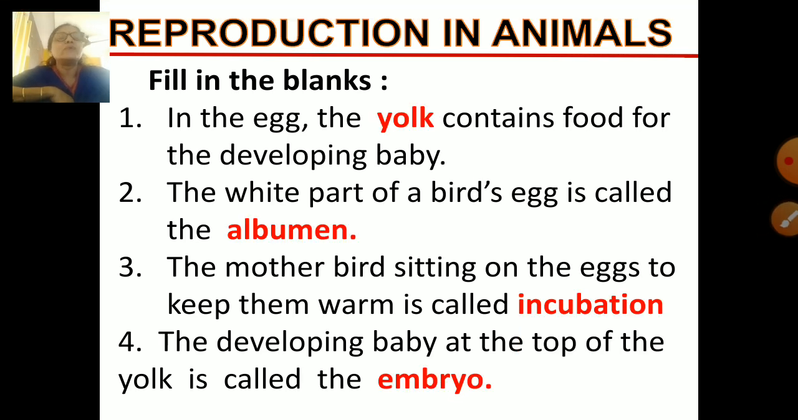In the egg, the yolk contains food for the developing baby. The white part of a bird's egg is called the albumin. The mother bird sitting on the eggs to keep them warm is called incubation, and the developing baby at the top of the yolk is called the embryo. Now I hope you have fully understood the structure of an egg and the functions of the different parts of the egg, and you also know how to label the diagram.